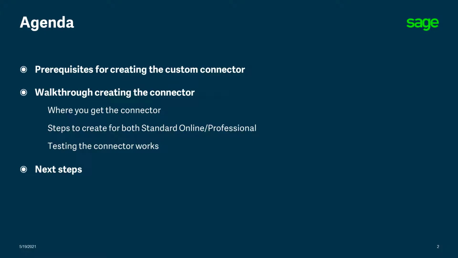Before we get started, we'll just run through the agenda quickly. Firstly, we're going to have a look at the prerequisites for creating the custom connector. I'm then going to demonstrate a walkthrough of creating the custom connector. That'll cover where you get the connector, steps to create the connector for both standard online and professional variants of Sage 200, and then making sure the connector works. We'll then finally cover off the next steps.